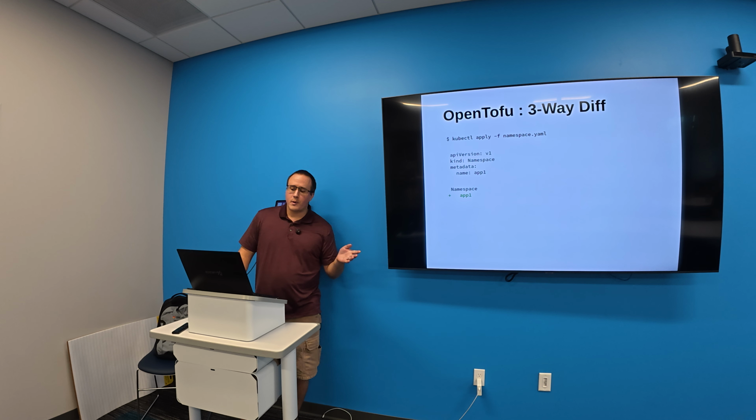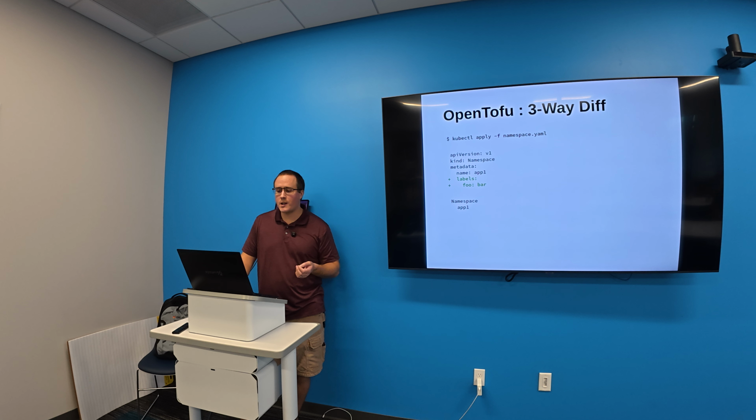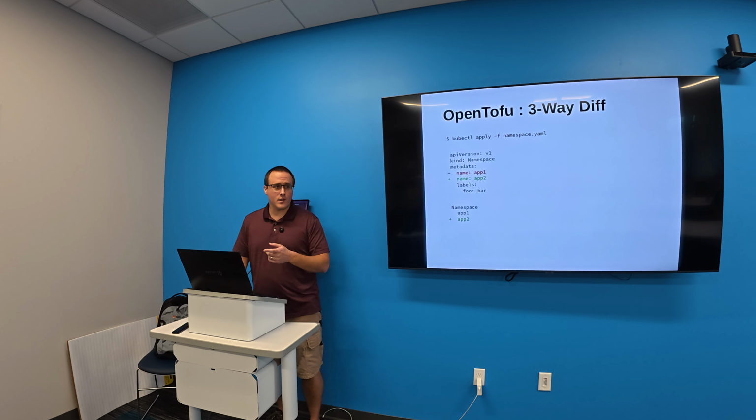If I go ahead and create a namespace app1, the first time I apply it, it's going to create it. If I go ahead and add some labels to it, it's going to update it. If I rename it, it's going to just create app2 and forget that app1 ever existed because it's just looking at the current state of the file and has no idea what it did before. So you can see that you can very quickly make a mess if you aren't careful.